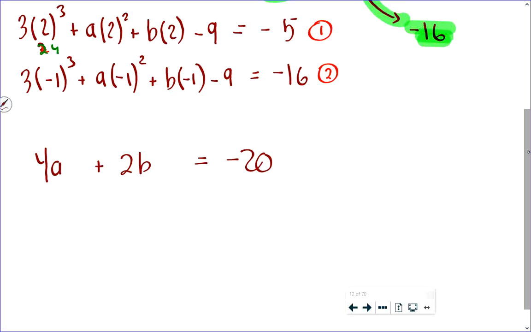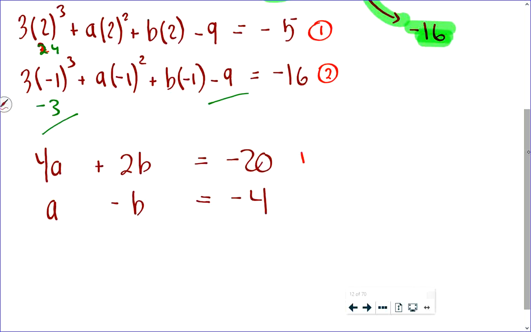This one, when I square the negative 1, I get positive 1. So I get an A. This is equation 2. I have minus B, and then I have the negative 16, and I'm going to add 9 to that, and I also need to add 3, because negative 1 cubed is negative 1 times the 3 is negative 3. Or you could take these two numbers and add them together to get negative 12 and add 12 to negative 16, but I'm pretty confident I get negative 4.